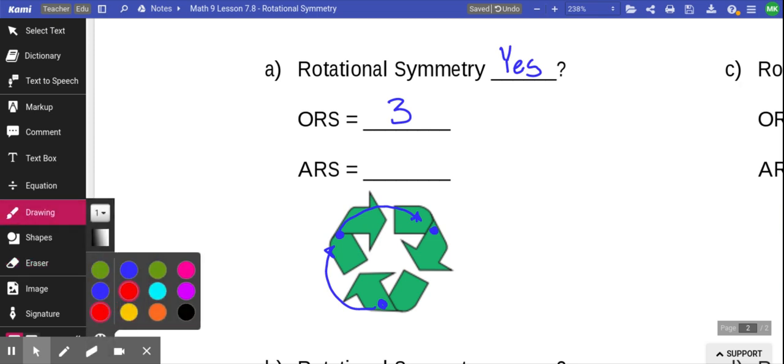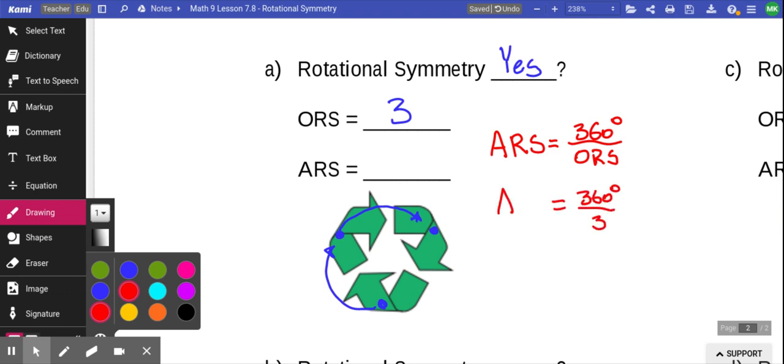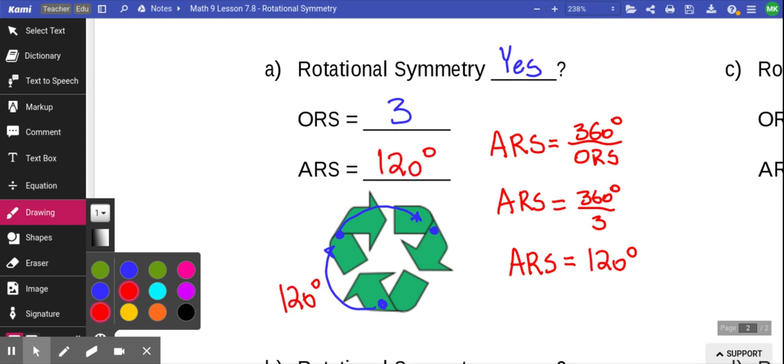The ARS, the angle in which I'm rotating it, is 360 degrees divided by the ORS. In this case, it's 360 degrees divided by 3. If we put that in our calculator, you should get 120 degrees. That means these rotations that I'm doing are 120 degrees each. And then to get back to the original spot would be another 120 degrees.